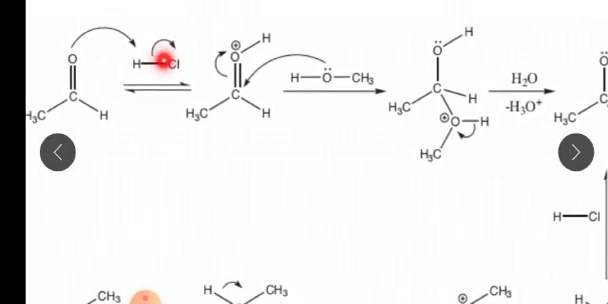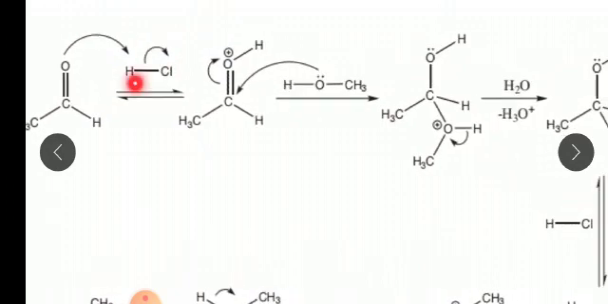As usual, in this nucleophilic addition, the first thing is the nucleophile. Here HCl acts as a catalyst in the acid medium, giving H plus as well as Cl minus. In this first step, the H is attracted towards the oxygen. The pair of electrons migrates towards the hydrogen, so hydrogen is attracted towards the oxygen side, and automatically the Cl comes out.